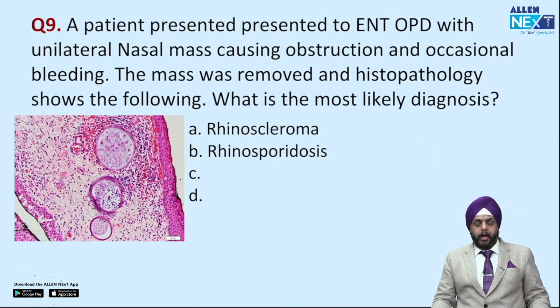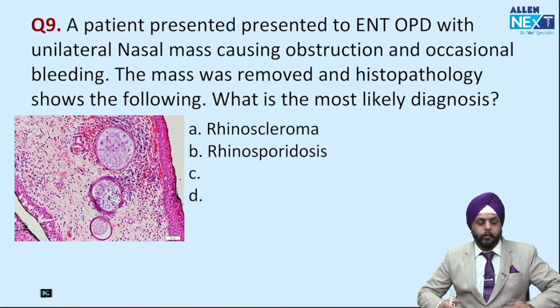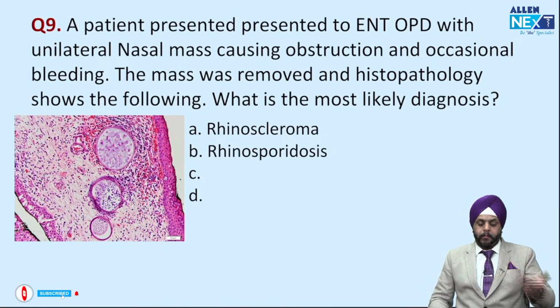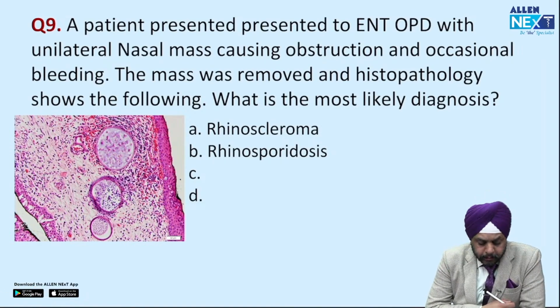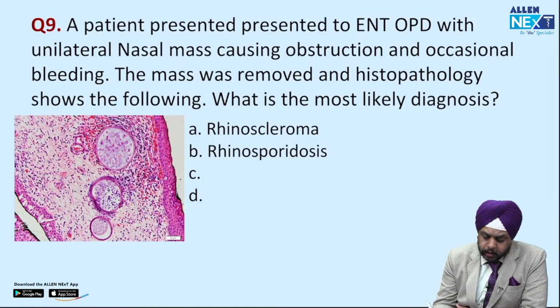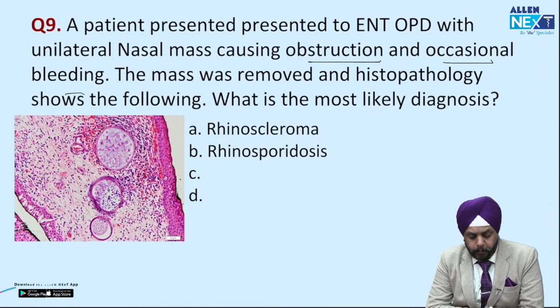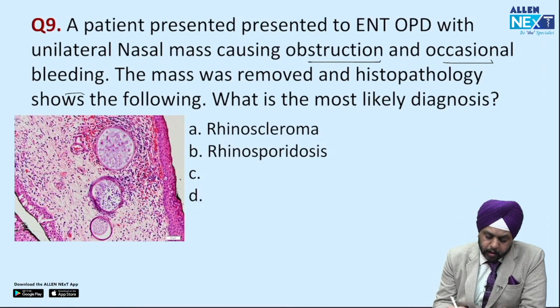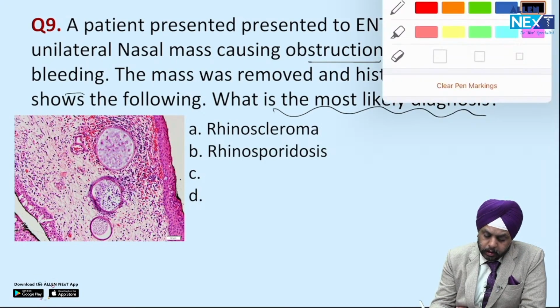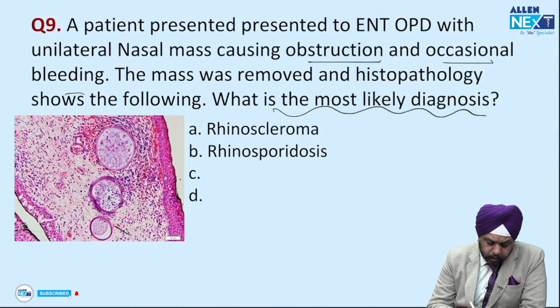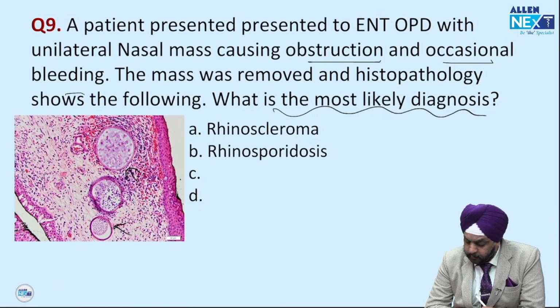Now question number 9, and this is a pathology overlapping question. Although I'll say it's a pure ENT question because we have discussed this in detail in our lectures. A patient presented to ENT OPD with a unilateral nasal mass causing obstruction and occasional bleeding. The mass was removed and histopathology shows the following finding. What is the most likely diagnosis? So what do you see over here? You see that there are a lot of sporangia, right?